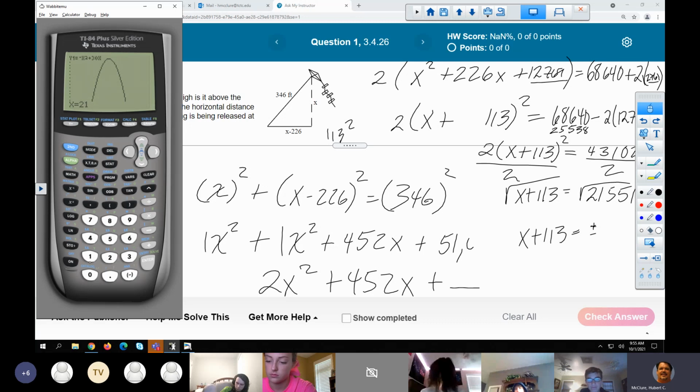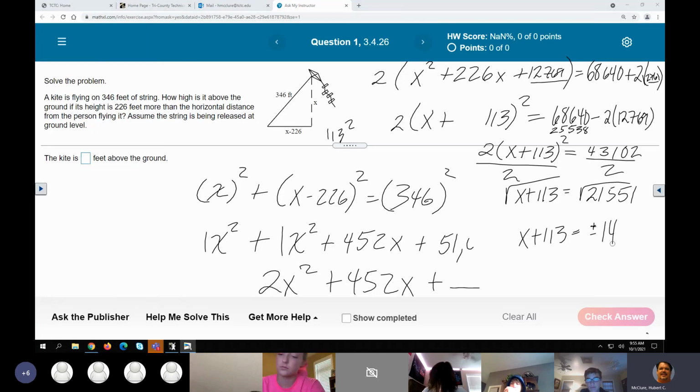Okay, 21,551 raised to the 0.5 power. I got 146.8. I just got that as well. 146.8. And you can't have a negative, so that's going to be positive 146.8 minus 113. Somebody take 146.8 and minus 113. What do you get?